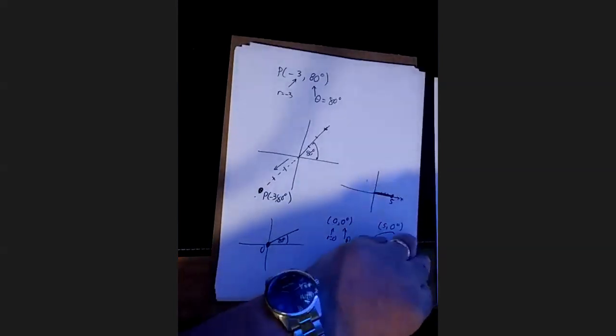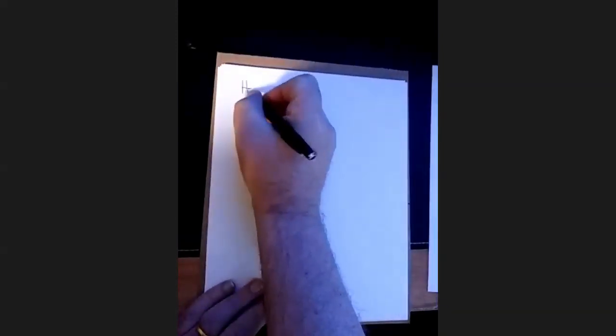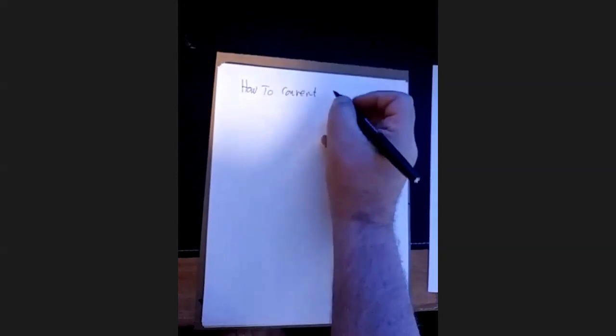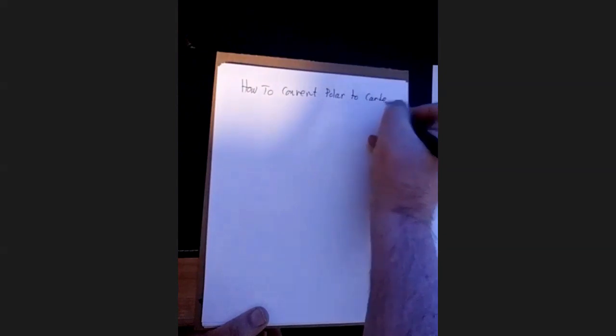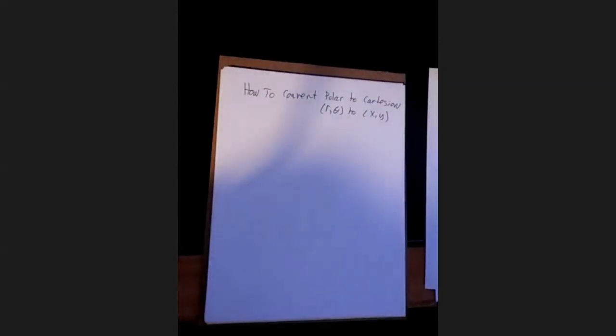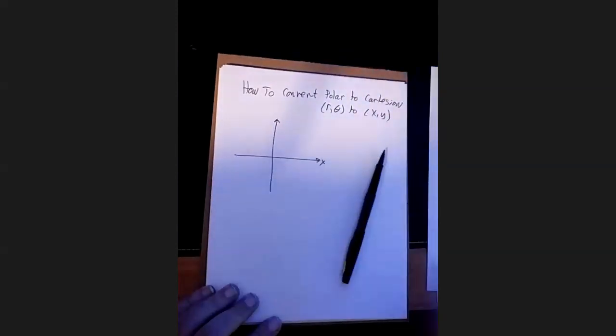So that's the beginning part. Let's move on to conversions. How to convert polar to Cartesian. How do you convert an r, theta to what we're more used to, an x, y? Let me show you where the formula comes from, because I could just tell you the formula, but I want to add a little bit more detail than that.